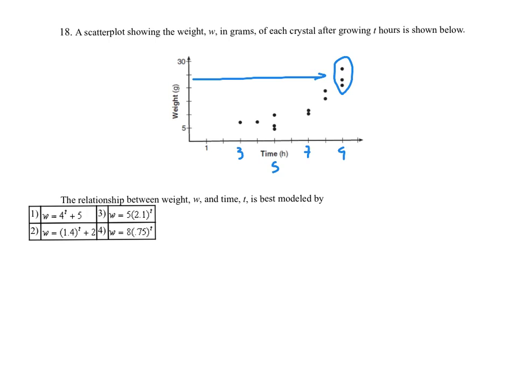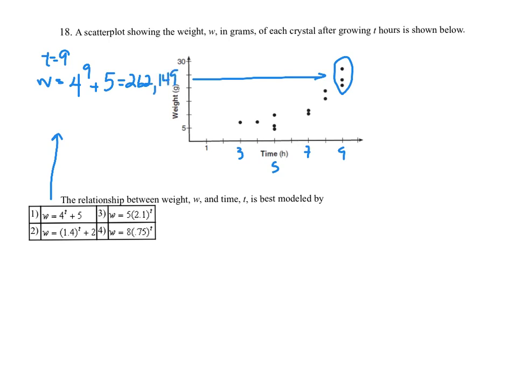Pretty accurately guessing. So what I would suggest that you probably do is just take choice 1 and let's plug in 9 for our t value. So that's what I did. So I said, well, if t is equal to 9, then that would mean that w is going to equal 4 to the 9th power plus 5. Well, when I did that, I got a really large number. I got 262,149.